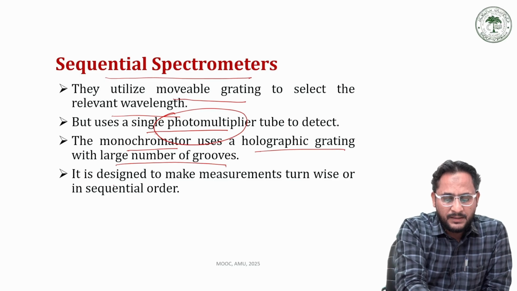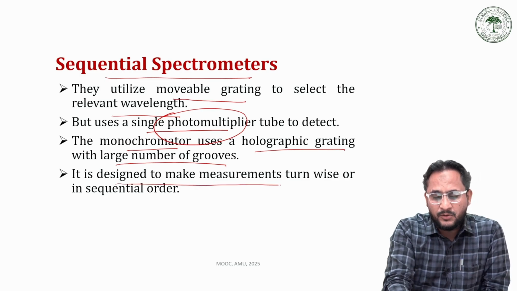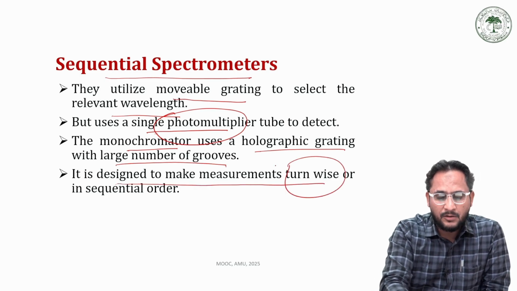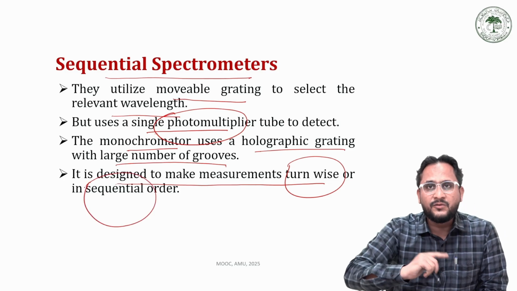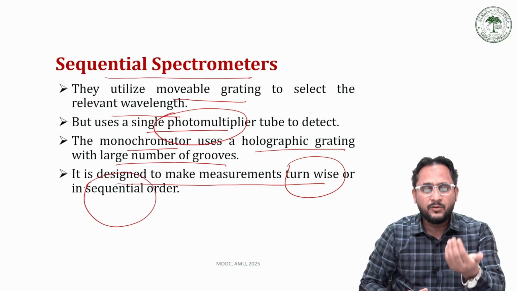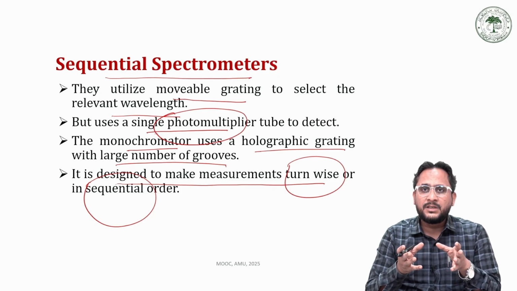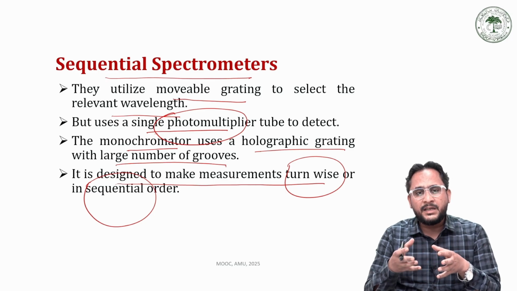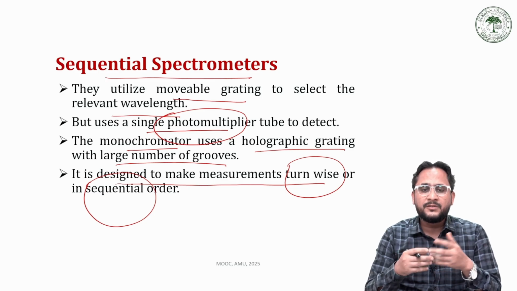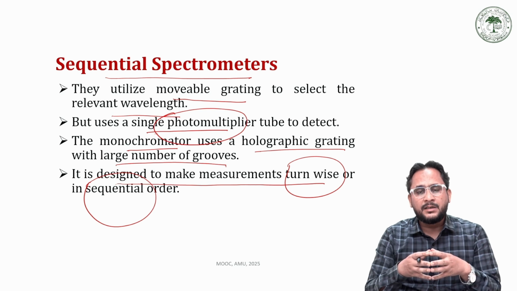So these spectrometers are designed to take measurements turn-wise or in sequential order, means one by one. First analysis is done, then we go for the second elemental analysis. However, due to their time-taking protocols, when these sequential spectrometers were developed, there was high demand from the industries as well as from research institutions to reduce the time and to enhance the possibility of detection of multiple elements.